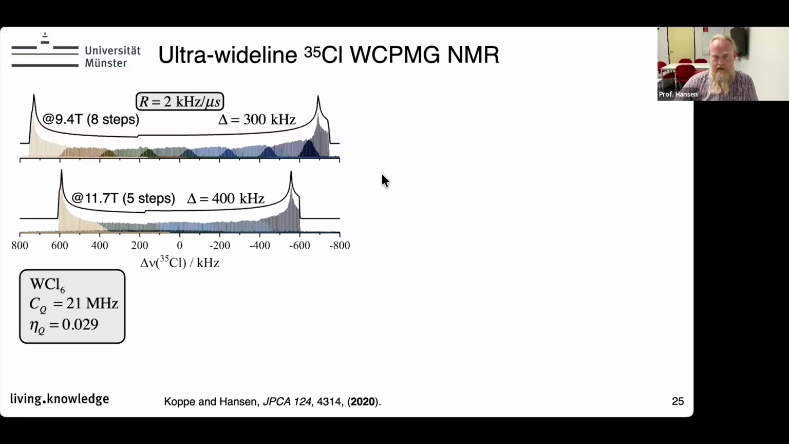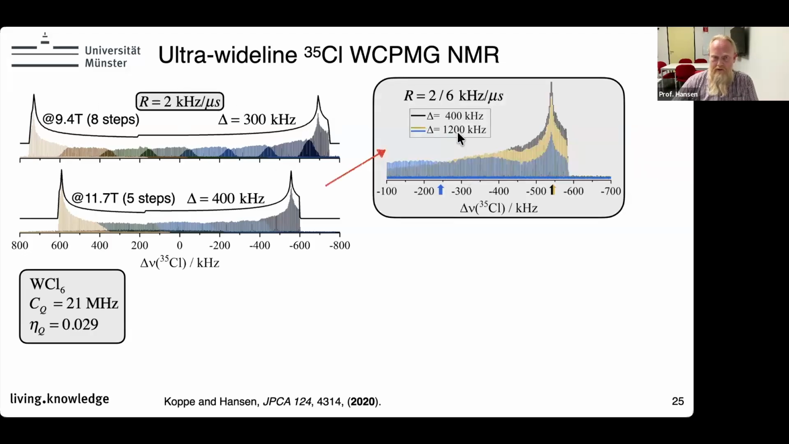Here's an example of what happens if you then go from 2 to 6 kilohertz per microsecond for the rate. And if you look at the different offsets, if you have the offset for the smaller rate, you have the intensity at the discontinuity. And you can see that again, if you have the fast rates, or the large bandwidth here, you have modulation on the amplitude.